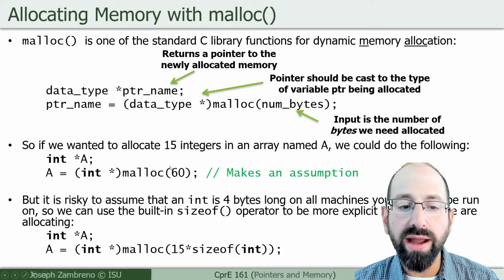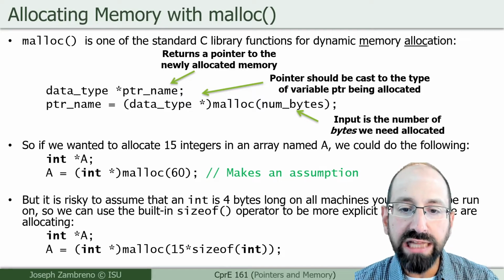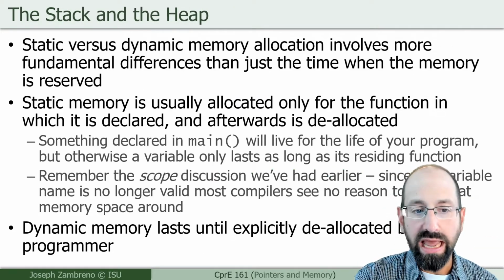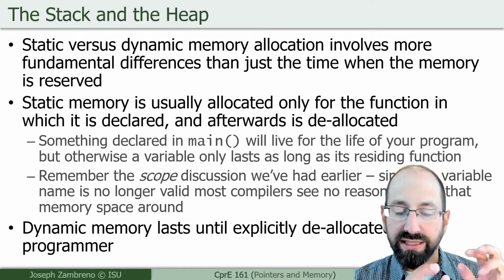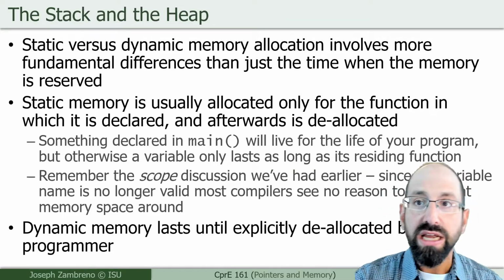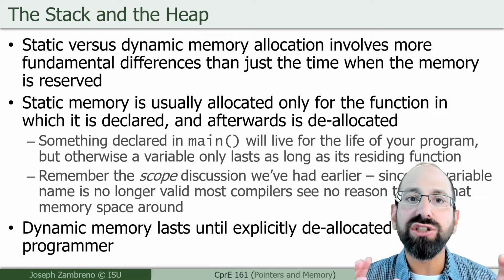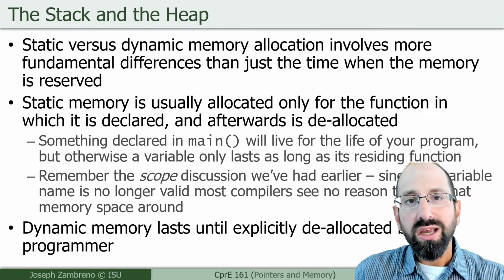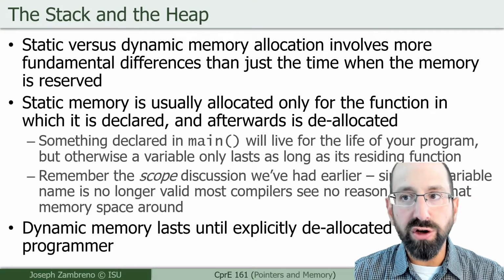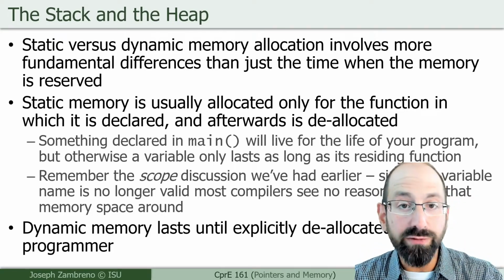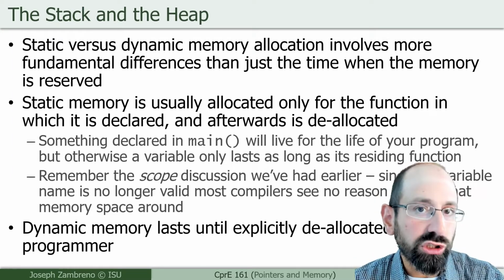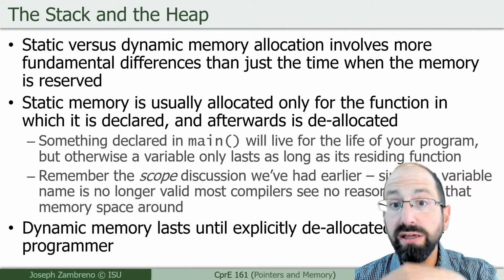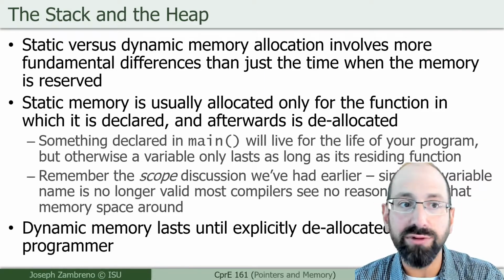But our memory model actually gets changed with regards to this. It's not just an issue of something being statically allocated versus dynamically allocated. It's different than just when we do the allocation. They're actually allocated in different locations in memory as well. Think about that discussion we had about scope of our variables. All of those variables that are local to a function have that scope. They live there. They are valid for the life of that function as it's being called. So something declared in main will live for the life of your program, but otherwise your variable just lives as long as the function that it resides in.